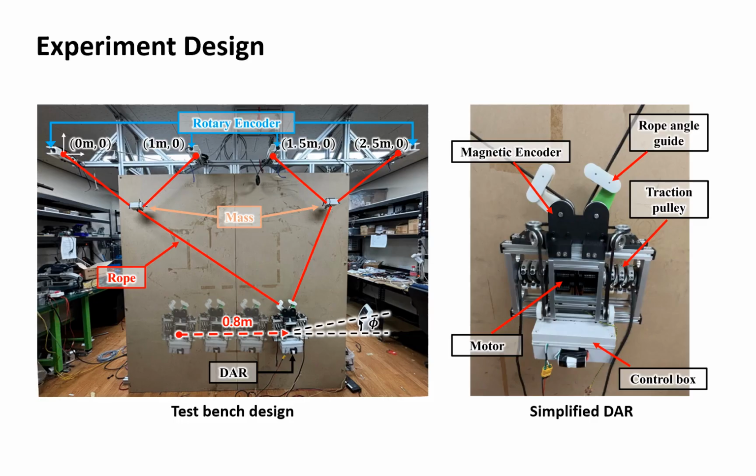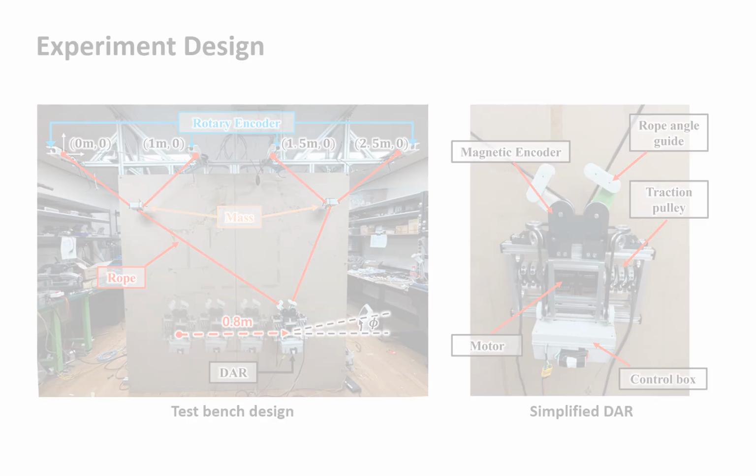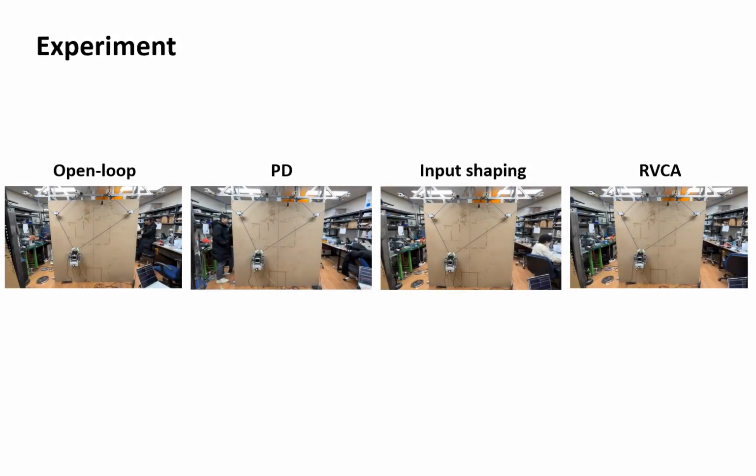Acceleration trajectories with PD control, input shaping, RVCA, and an open loop were generated for the following experiments with the same average velocity. The DAR is moved 0.8 meters horizontally along the position trajectories derived from this acceleration trajectory, and phi, which means residual vibration, is measured. These are the experiments for each condition.